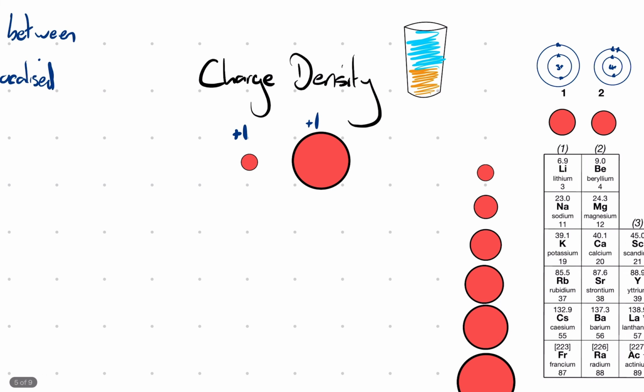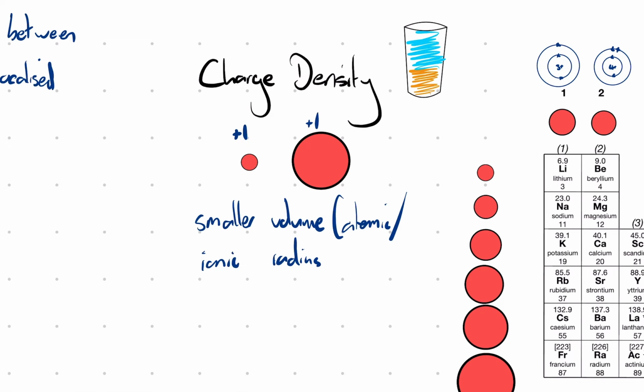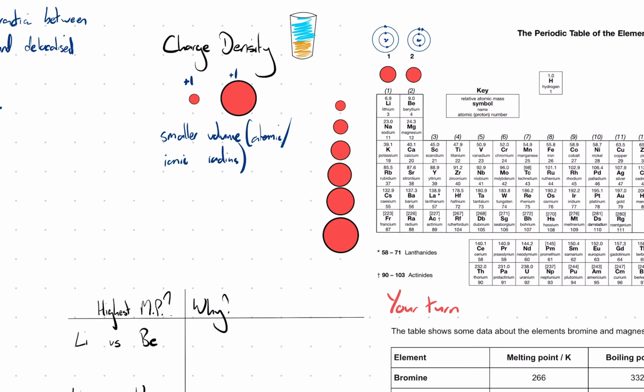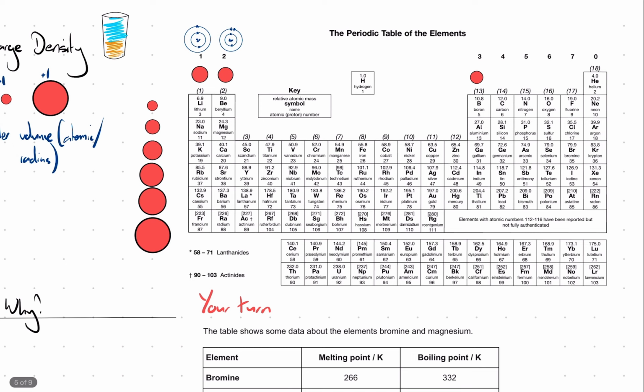So here, charge density. For a high charge density, one thing we need is a smaller volume. In this case, we're going to talk about atomic or ionic radius. And in terms of our atomic and ionic radius, the things we need to think about are how low are we in the periodic table and how far across are we in the periodic table. The further across, the smaller. The further down, the bigger. Okay.